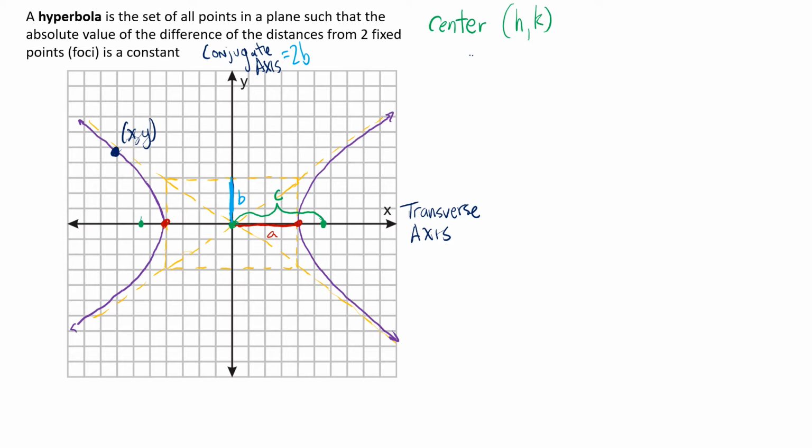This distance right here, we call that D1. So from the focus to that point, the two fixed points, the foci, those are right there. So that is distance 1, and then this distance, if I went all the way over to the other focus, that's not drawn well, but that's D2. What this says is that the absolute value of D1 minus D2 is a constant.